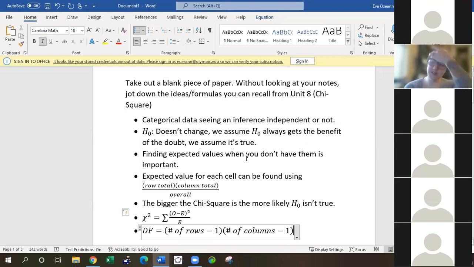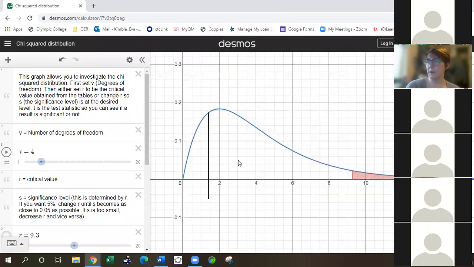So the next thing that we're going to do today is a full hypothesis test with some data. But before we do that, I just wanted to show you what a chi-square distribution looks like. We use chi-square because it doesn't look normal, and it also depends on the degrees of freedom. So here is what a chi-square distribution actually looks like. It is right skewed.